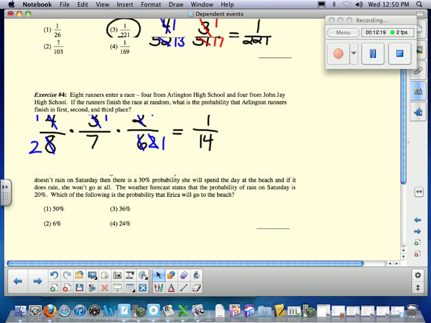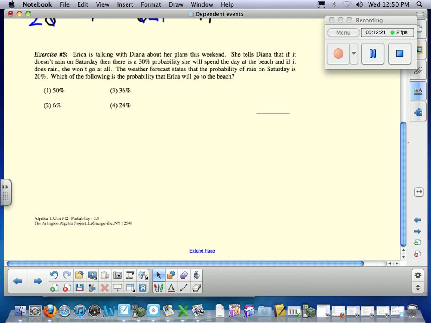Number 5. Erica is talking with Diana about her plans for the weekend. Now, just guessing that when you talk to your friends about your plans for the weekend, you don't talk like this. Erica says, if it doesn't rain on Saturday, then there's a 30% probability that I will be at the beach. And if it does rain, I'm not going at all.